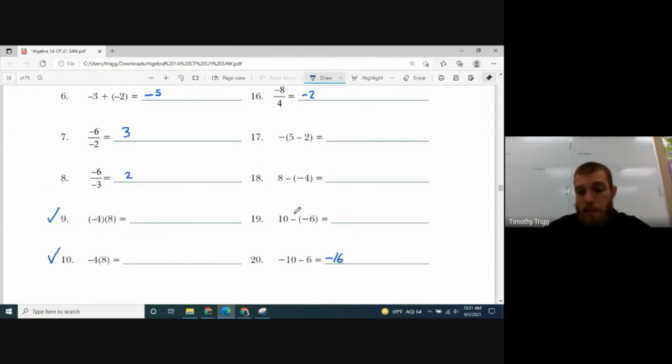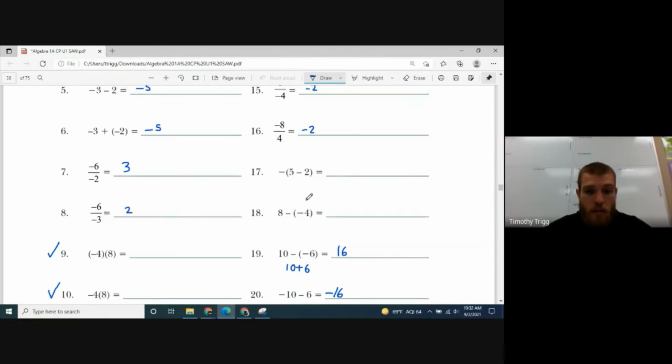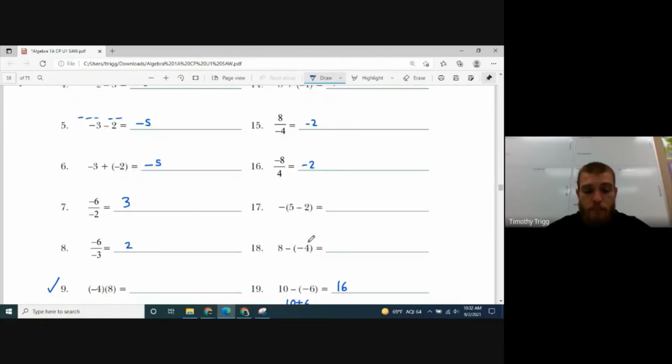This one, you might see this quite a bit, actually. If you see this minus negative like that, that actually means a double negative. So when you see a double negative like that, that's the same as saying 10 plus 6, okay? And then it's as simple as that. 10 plus 6 is 16. That double negative kind of makes it the opposite of negative 6. That makes it a plus 6. See if you can do number 18 on your own. It's just like number 19. So I'm going to ask you to do that one on your own.